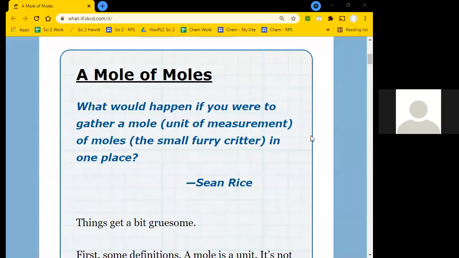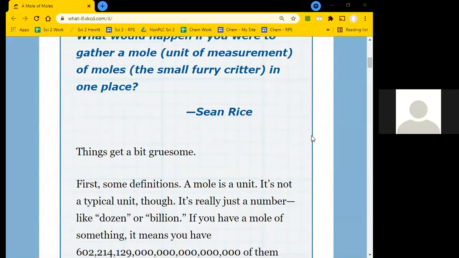What would happen if you were to gather a mole, the unit of measurement, of moles, the small furry critter, in one place? If you gathered them in one place, well, things get a bit gruesome.